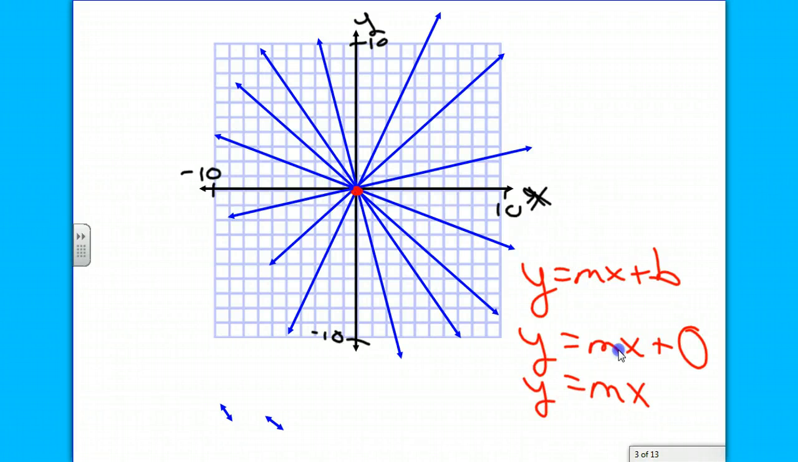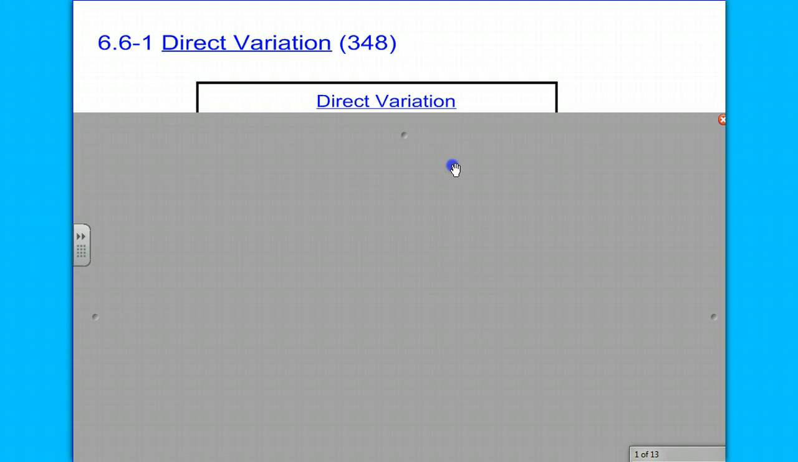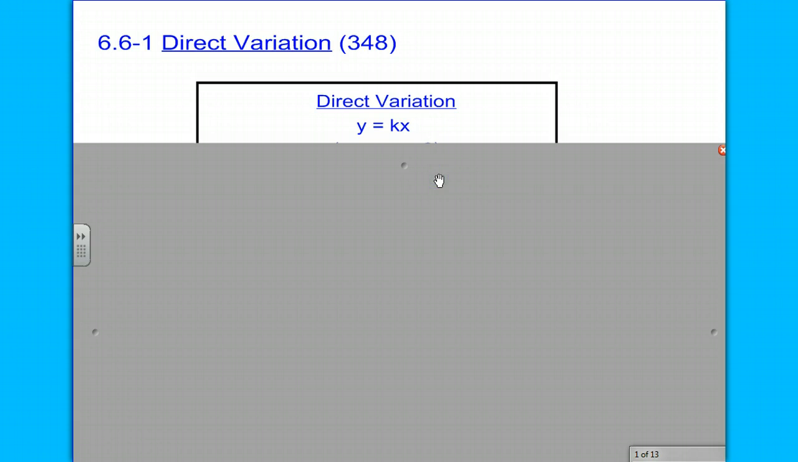So the slope is right here. It's the m, isn't it? That's the only thing that varies in these equations. The only thing that's different is the slope, because they all have a y-intercept at, where is it? 0. Okay? So when we look at the equation for direct variation, it's written y equals kx.